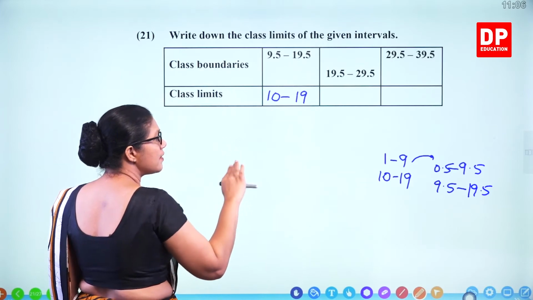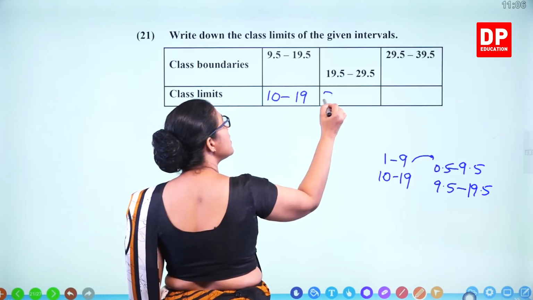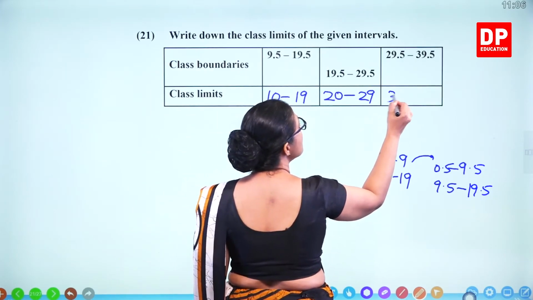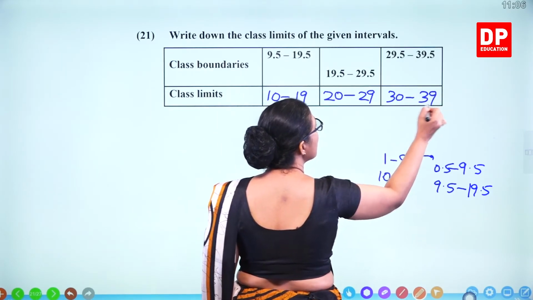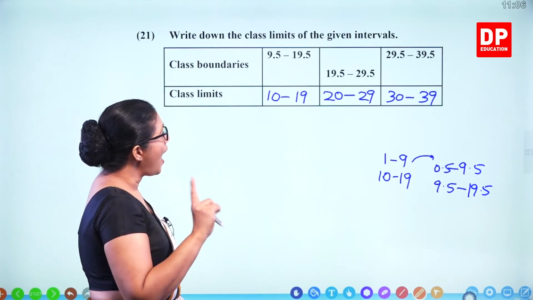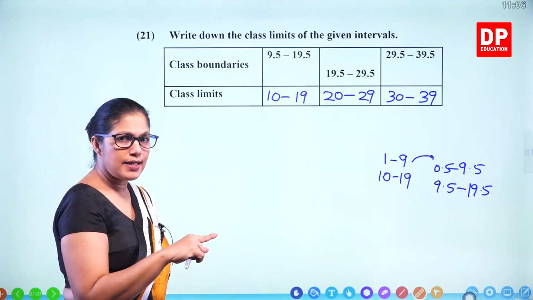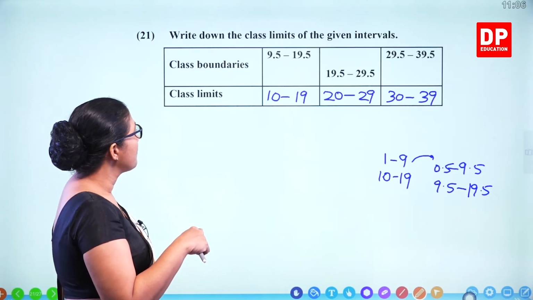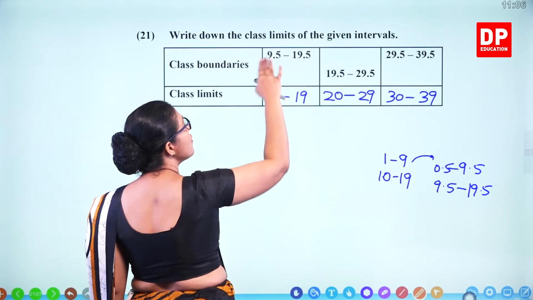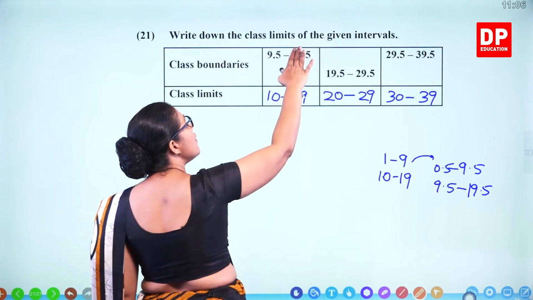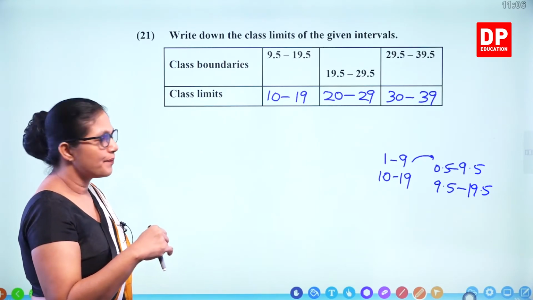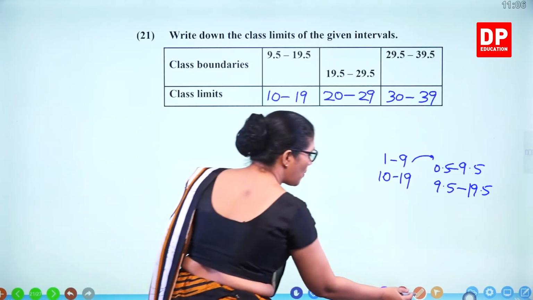Then this becomes the next number: 20 to 29. This becomes 30 to 39. So remember that. You add 0.5 to get limits for the lower part. Lower boundary, you add it. When you take the upper boundary, you subtract 0.5. So you get 2 marks for that.